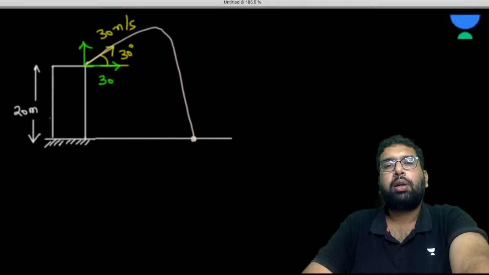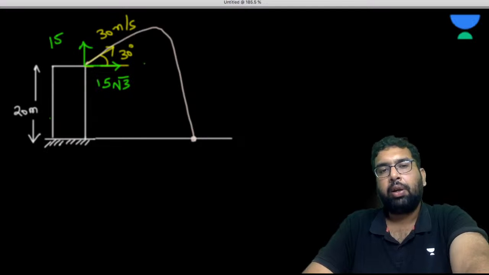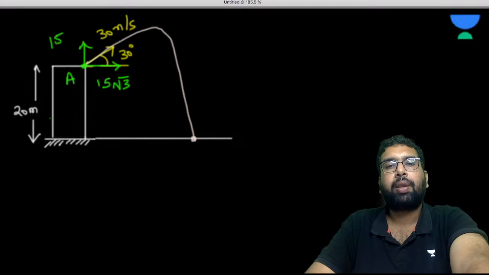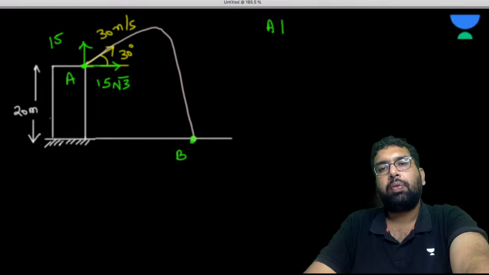So this is 30 cos 30, that is root 3 by 2, that is 15 root 3. And this is going to be 30 sine 30, that is 30 into 1 by 2, that is 15. Now again, as usual, I have to break it down into these two kinds of motion. Let's suppose this is point A and this is point B. If I consider the motion between A to B, I am talking about y direction.